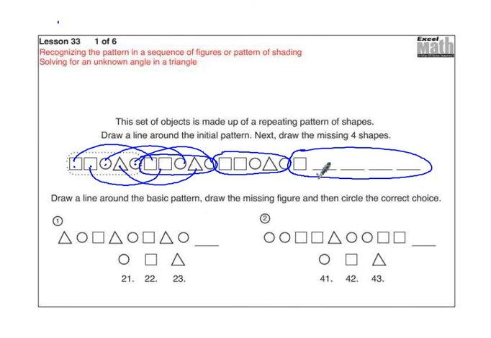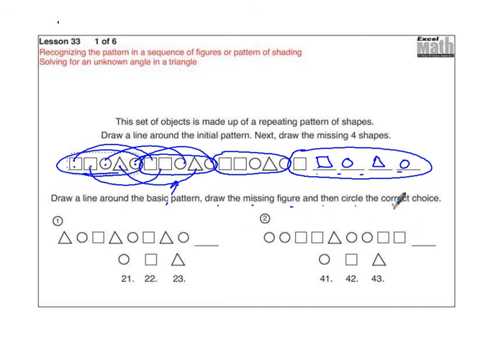I'd like you to go ahead and pause the video, fill in those 4 blanks, turn the video back on after you have those filled in. All right, you should have drawn a square right here, a circle, triangle, and a circle. Draw a line around the basic pattern, like we did up here, like there. Draw the missing figure and then circle the correct choice.